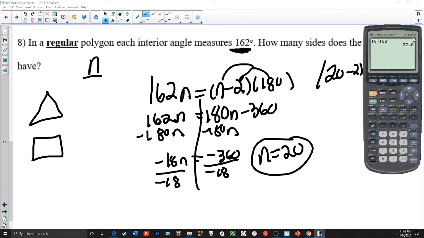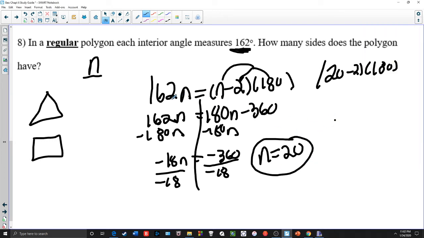We get 3,240. And if I just do 162 times n, so 162 times 20, I also get 3,240. So this is the only number that would make those agree. So the only number of sides this polygon can have is 20 sides, or 20 angles too.